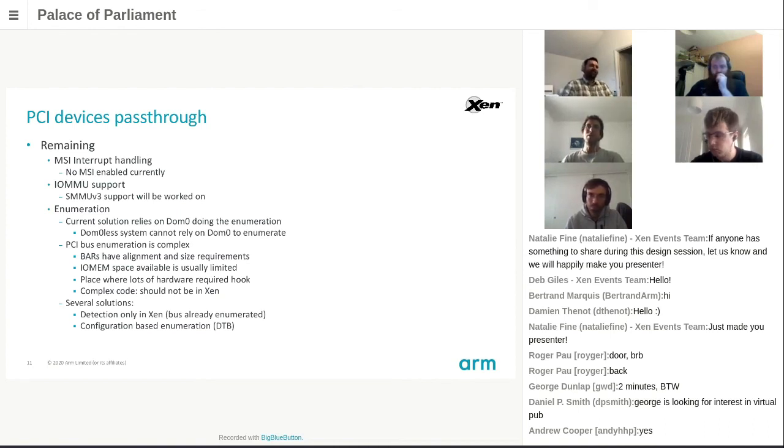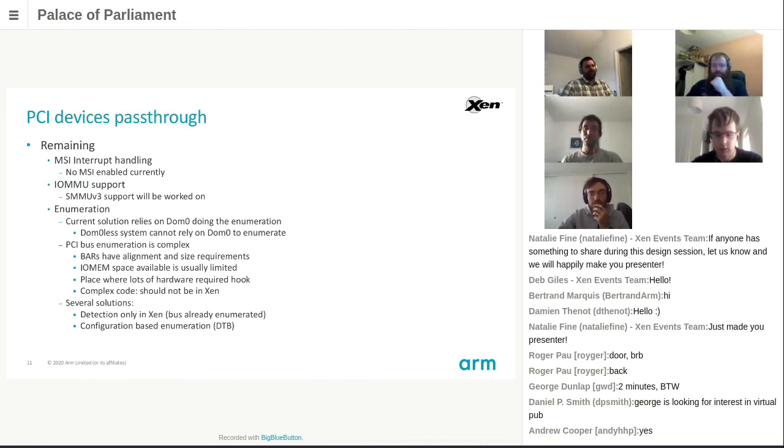You can limit the bridge window, so each one gets a different bridge window assigned. You can split the bridge window or something like that, but that's, well, risky, I think. At which point you're just doing the enumeration in Xen for the bar? Yeah.